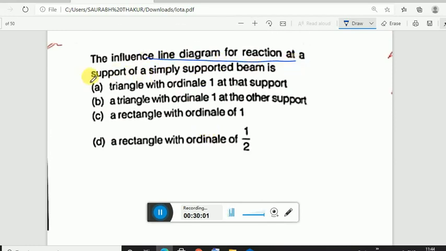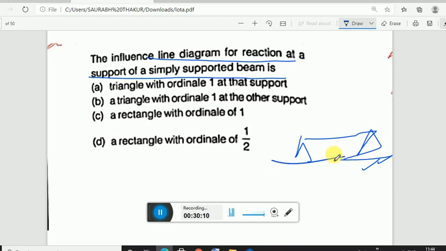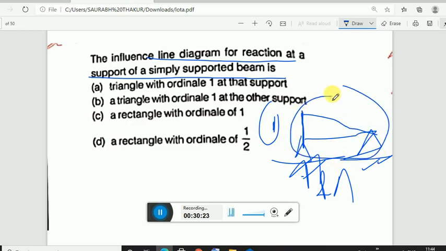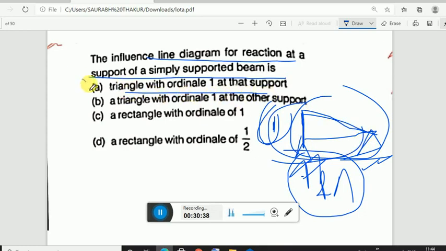Influence line diagram for a reaction at a support for a simply supported beam is a triangle with ordinate at that support. Simply, how do we draw the influence line diagram? When we have to calculate the influence line diagram for reaction at A, we have to displace it by 1 unit and it would look like a triangle. Whenever you want to calculate the influence line diagram for reaction, you just have to displace it by 1 unit and it would look like a triangle, with ordinate at that support. Okay.